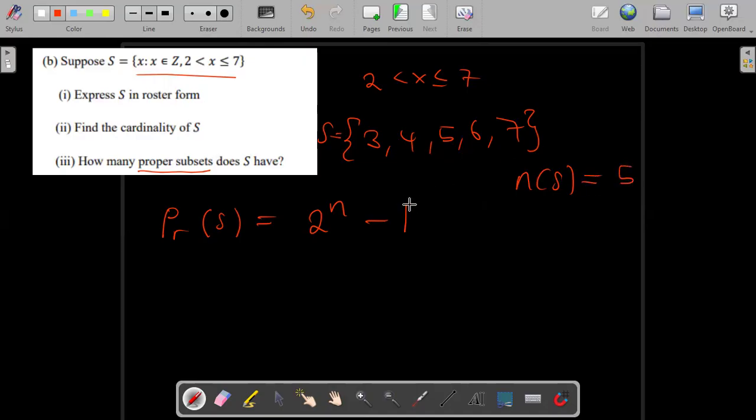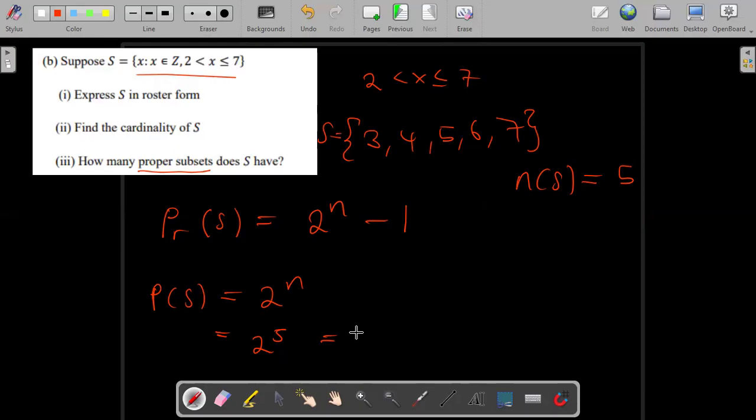Before we talk of proper subsets, let's go back to the power sets. The power set of S in this case would be given by 2 to the power n, where n is the number of elements in the set. This gives you all possible subsets. If I write this, it would be 2 to the power 5, that's 2 by 2 by 2 by 2 by 2, 5 times.